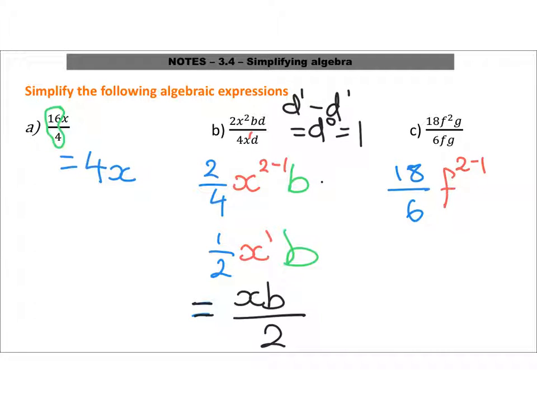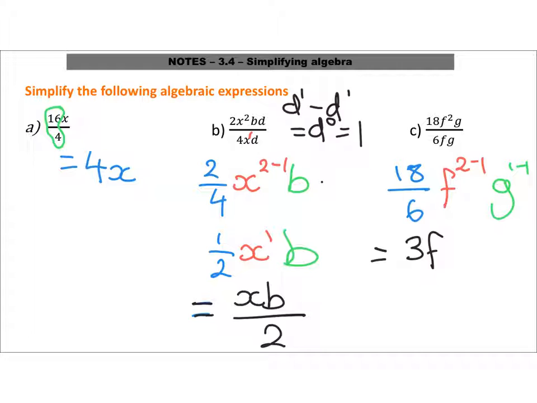So let me choose another colour. I've got g to the 1 minus 1. Writing that out on the next line, which will be our final answer, we've got 18 divided by 6 is 3, f to the power of 1, and we know again that g to the 0 is just 1, so it doesn't change this. If we multiplied this by 1, it would be the same thing.